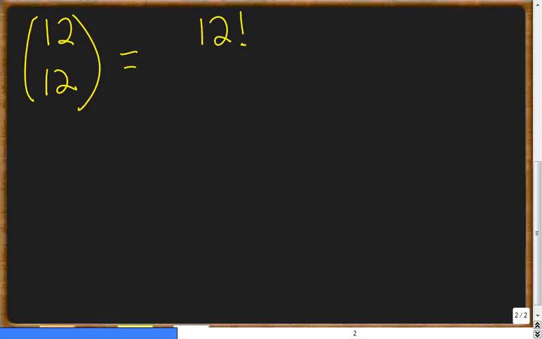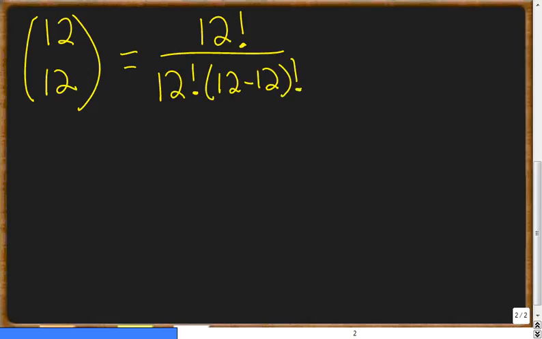So then we have 12 choose 12. Oops, there's no dividing. It's just 12 written on top of 12 in these brackets. So that is the same thing as 12 factorial over 12 factorial times 12 minus 12 factorial. So first thing that you see is that, hey, these are the same, so they actually cancel. And so remember, on top, it's not 0, we're left with 1, and we're divided by 12 minus 12 factorial, which is 0 factorial.